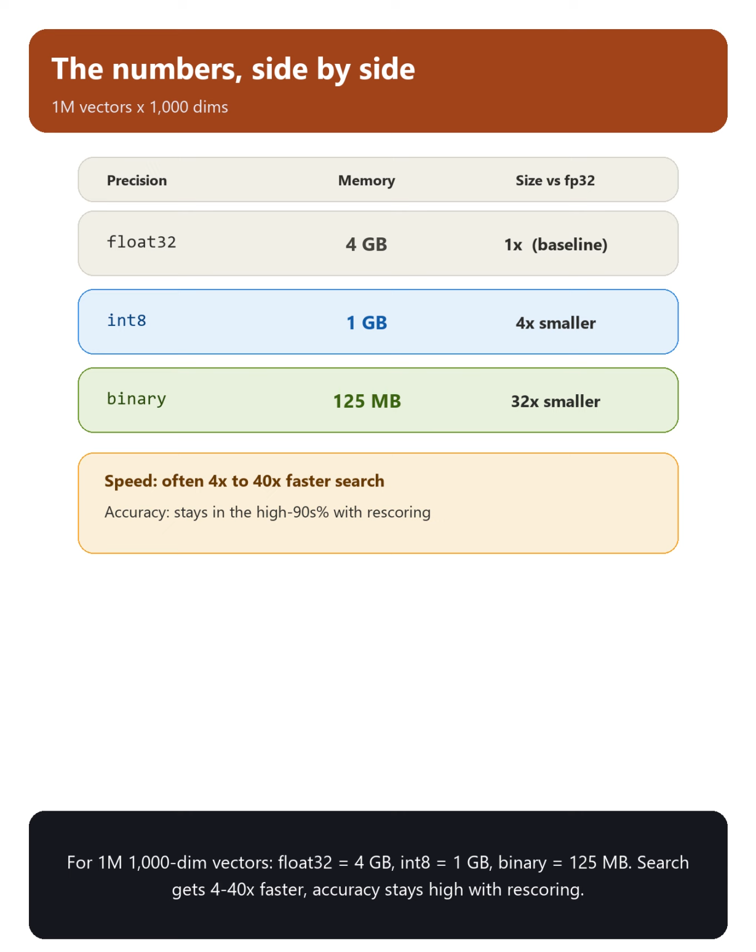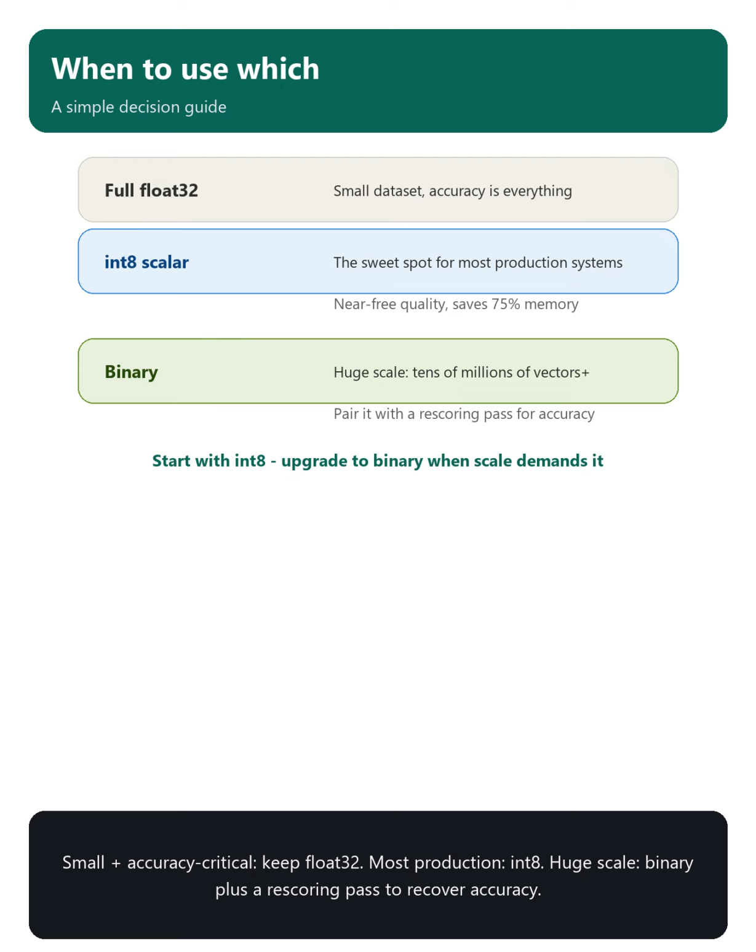Let us look at the numbers side by side, because they are striking. Take 1 million embeddings with 1000 dimensions. As full 32-bit floats, that is about 4 gigabytes. As int8, it drops to 1 gigabyte. As binary, it falls to just 125 megabytes. That is a 32 times reduction. Search speed also climbs, often 4 to 40 times faster, while accuracy stays in the high 90s when you add rescoring.